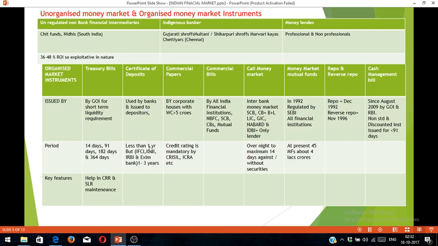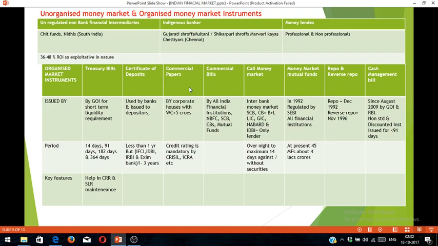So it can be issued for less than 1 year, but there are some exceptions. Some institutions like IDBI, IRBI, and Exim Bank may issue certificates of deposit for 1 to 3 years, because these institutions are mainly involved in construction or long-term financing.